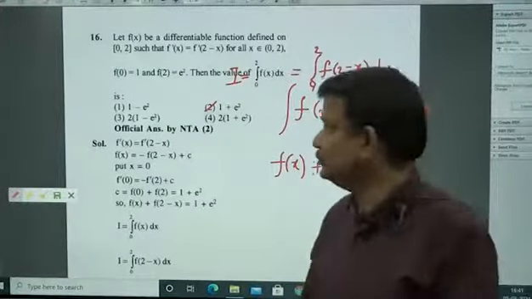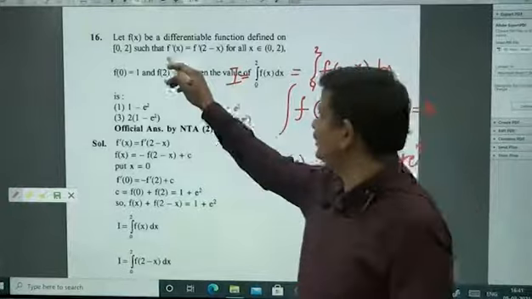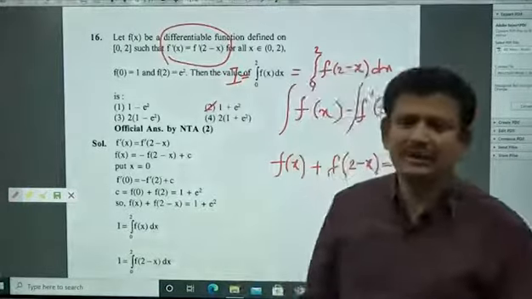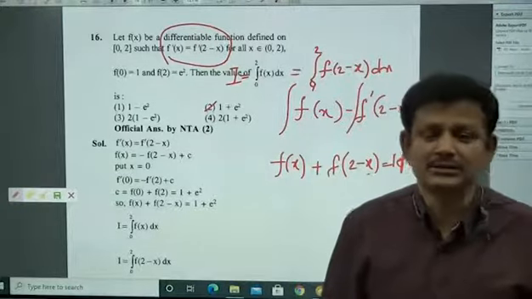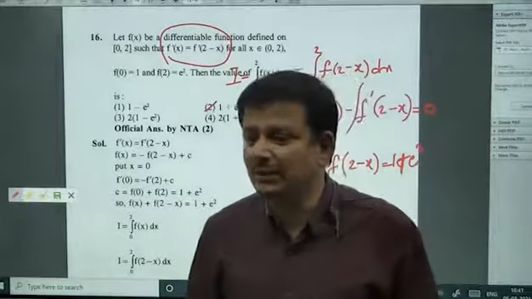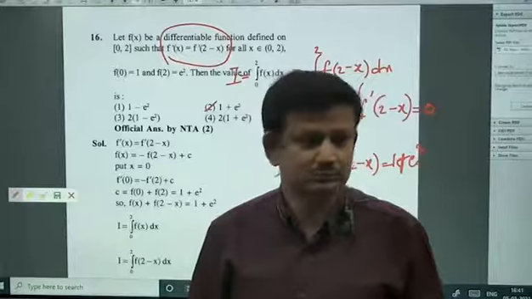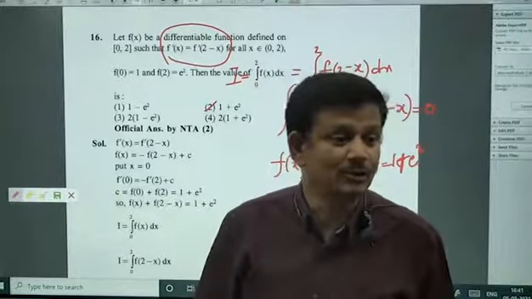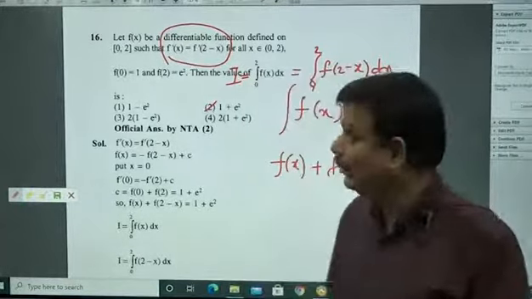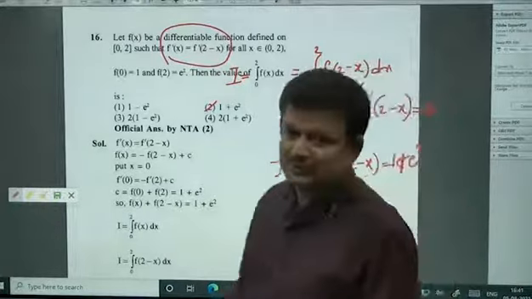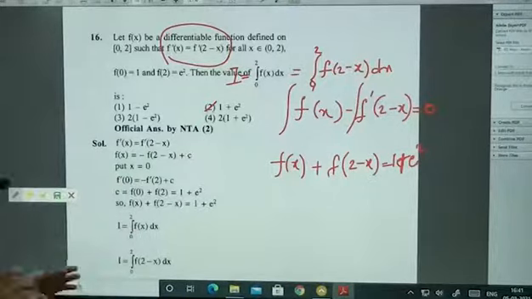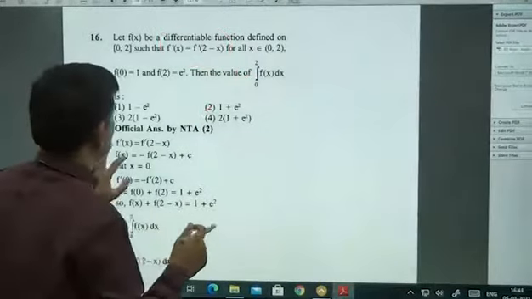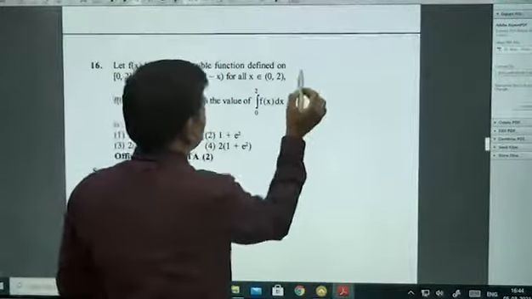Okay, so geometrically whenever you see f dash x is equal to f dash 2 minus x, that means f dash is symmetric about 1. F dash is symmetric about 1. Why 1? There are two ways of identifying it, I will tell you both of them. Replace x with x plus 1.